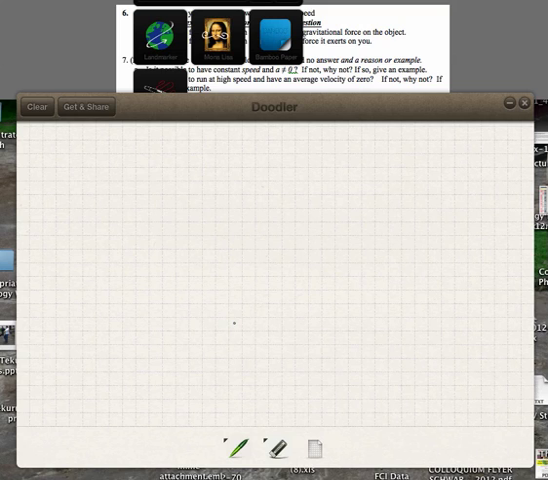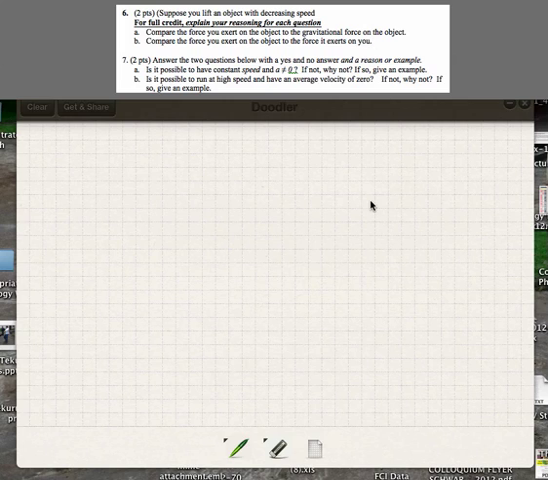Okay, so as we look at these two questions: suppose you lift an object with decreasing speed. Compare the force you exert on the object to the gravitational force on the object, and compare the force you exert on the object to the force it exerts on you. Okay, so let's take a look at this.